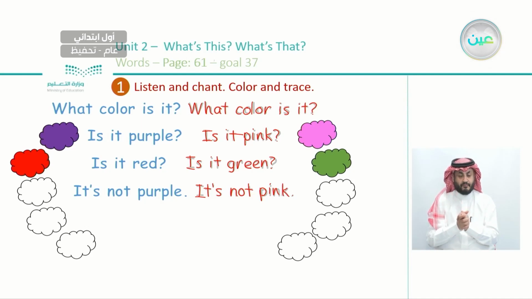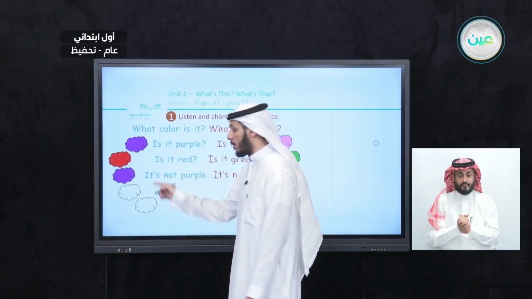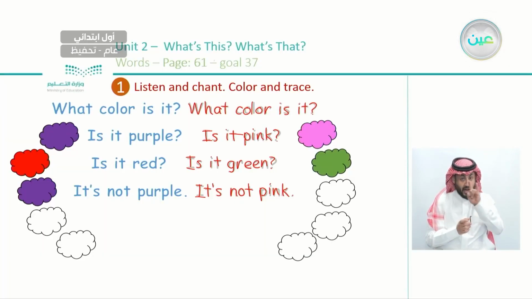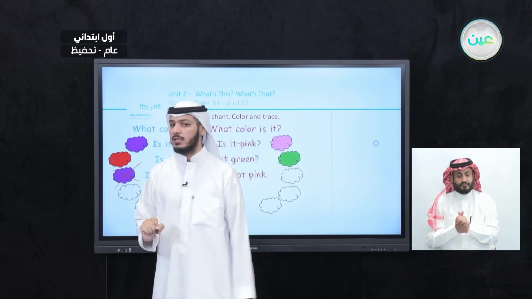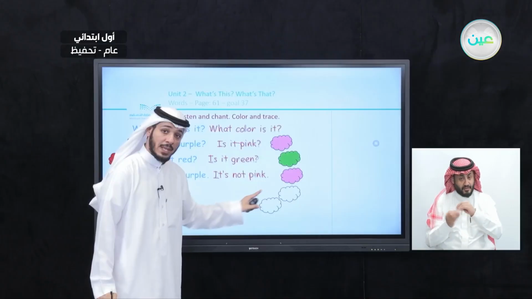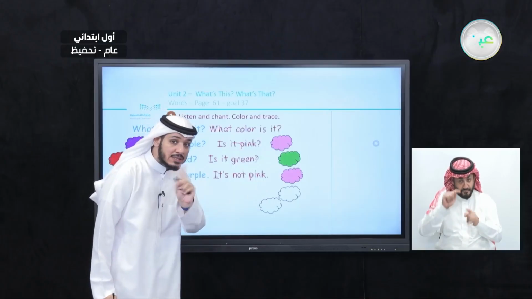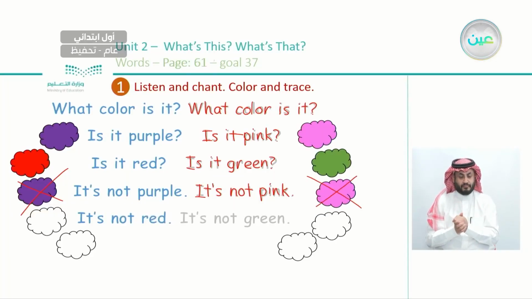Okay, so what does mean purple? This is a purple, excellent. So we have purple, but what? It's not purple. So this is the color and it's not purple. Okay, it's not pink. Okay, so the color is pink here, but here it's what? Not pink. So it's not pink. Perfect. Okay, so it's not red, it's not green.